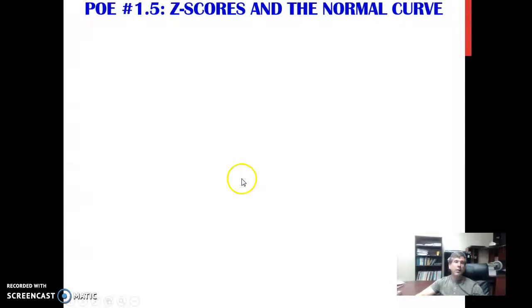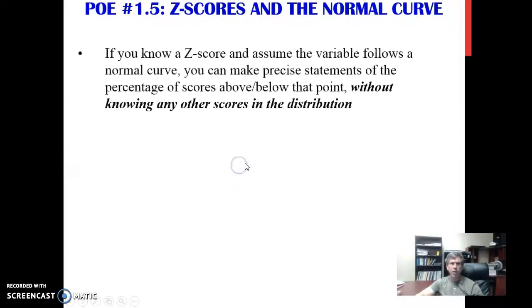All right, this is a point of emphasis 1.5 because it kind of relates to the other one. Again, the power of this is that if you have a z-score you're interested in, and the variable follows a normal curve in the population, you can calculate very accurately, very precisely, the percentage of scores above that z-score, below that z-score, or between any two z-scores. And here's the key part, without knowing anybody else's score in the entire population. It's incredibly powerful, the amount of precision we can get, the amount of information we can get from two descriptive statistics that we turn into a z-score and an individual z-score that we're interested in.